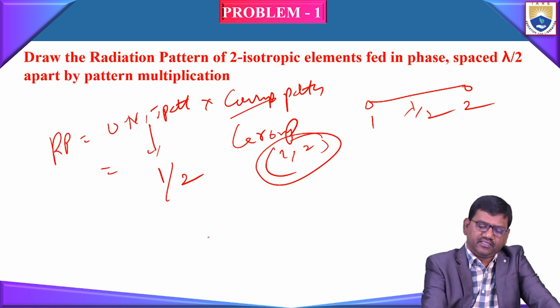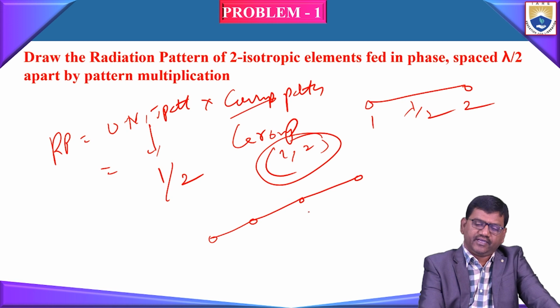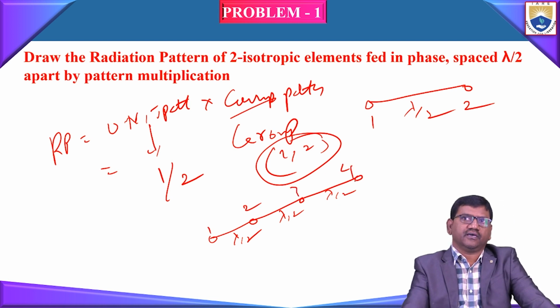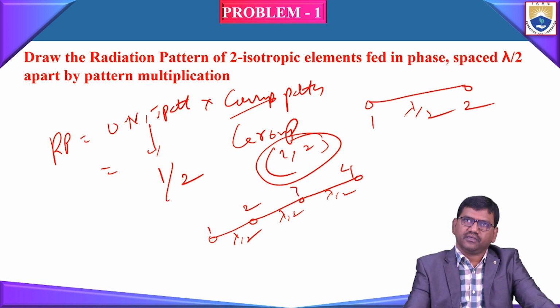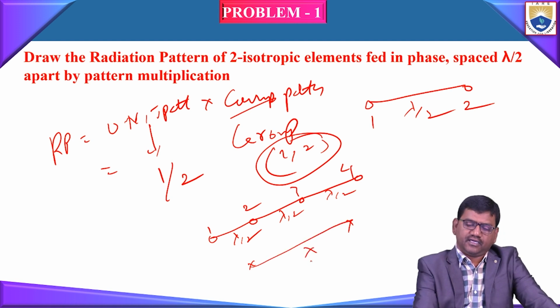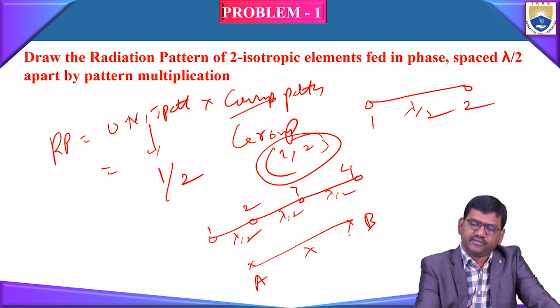Suppose I am taking 4 elements, 1, 2, 3 and 4. The spacing between them is lambda by 2, lambda by 2 and lambda by 2. Let us combine these 2 elements as 1 unit and these 2 elements as 1 unit. The total length is lambda here, and this is assumed as A and this is B.